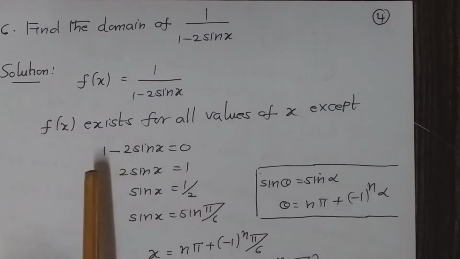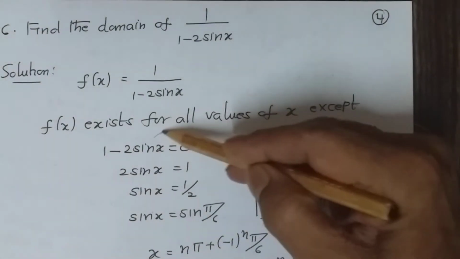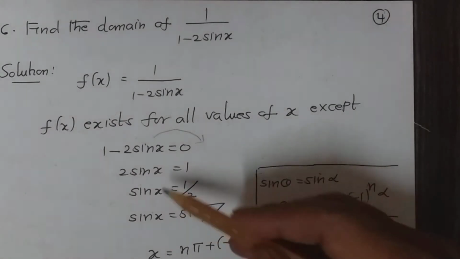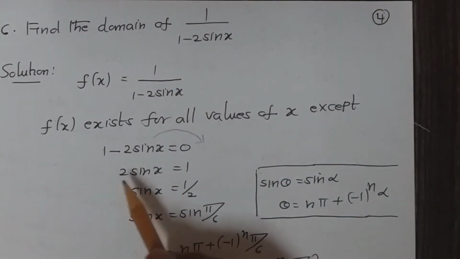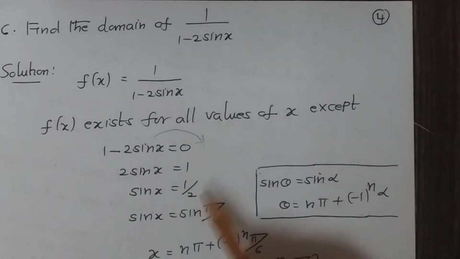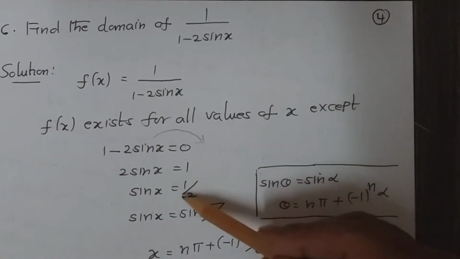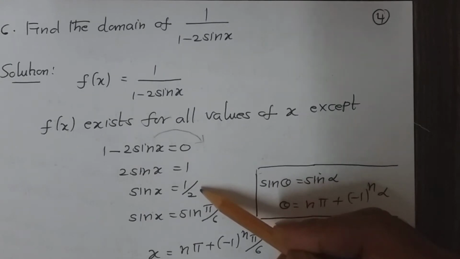So 1 minus 2 sin x equals 0, and 2 sin x equals 1, because minus 2 sin x, if you bring it this side, becomes plus 2 sin x. So 2 sin x equals 1, then sin x is equal to 1 by 2, because 2 is in multiplication; when you come this side it becomes a division form. Now 1 by 2 means what? Sin 30 degrees. You studied this in 10th standard.